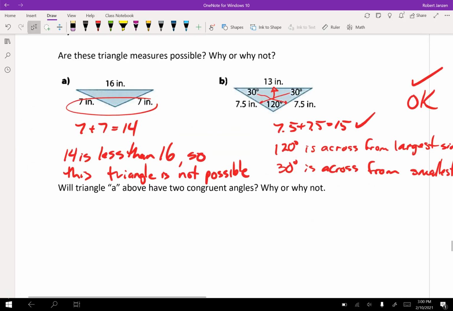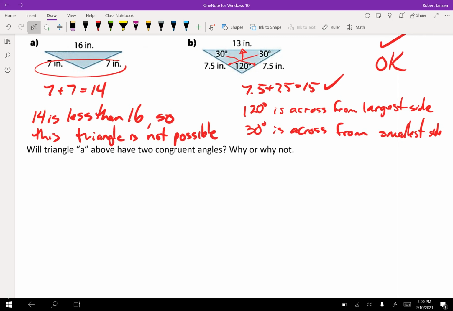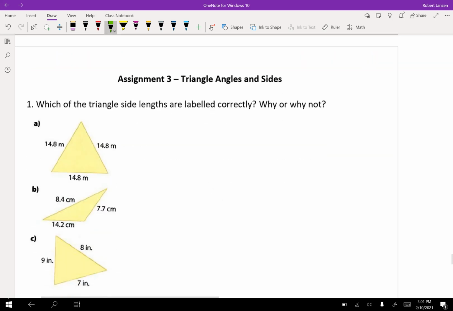Okay. Will triangle A above have two congruent angles? Why or why not? Well, yes, if the triangle did exist and it had two sides that are 7, then it would have these angles that are the same. But in this case, this triangle doesn't exist. Okay. Assignment 3. Go to it.